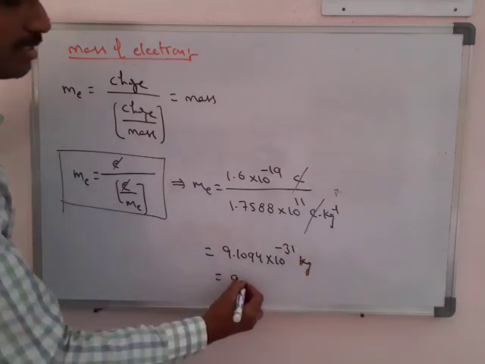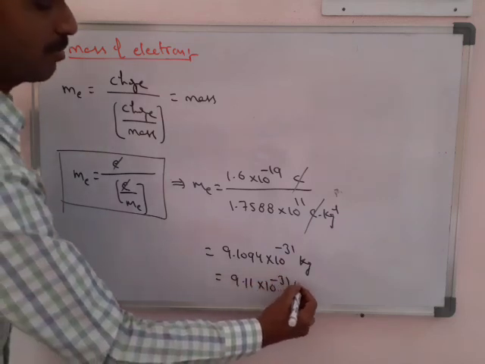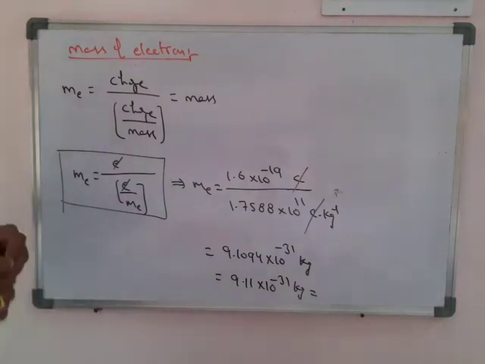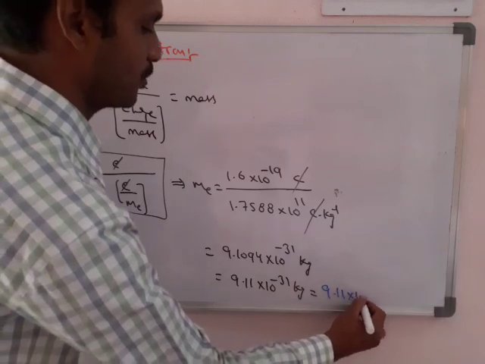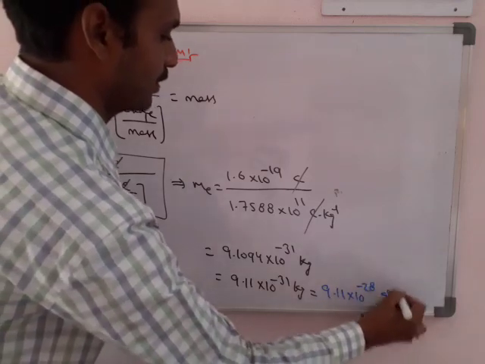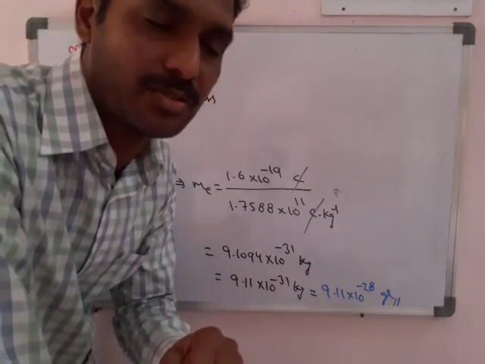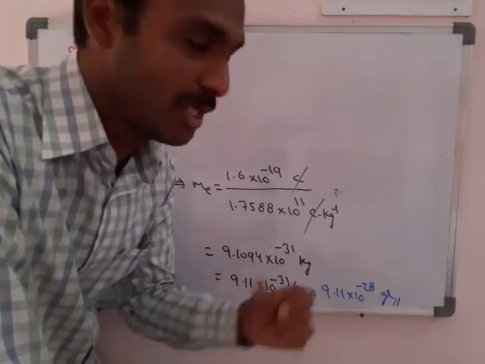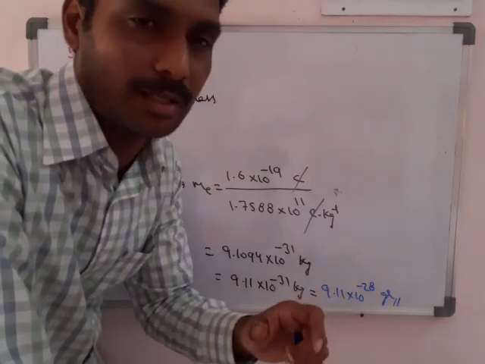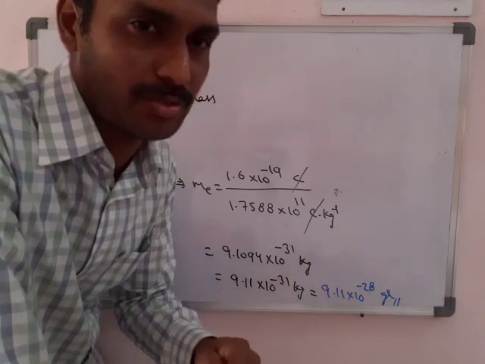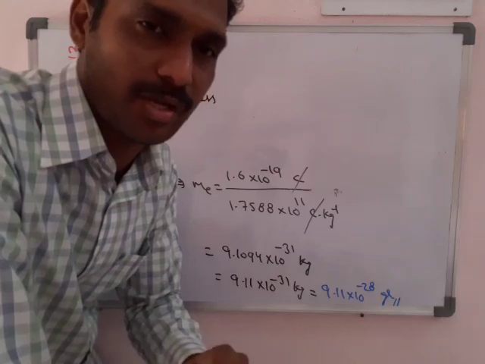Generally it is taken as 9.11 into 10 power minus 31 kgs, or it can be written in grams as 9.11 into 10 power minus 28 grams. So these are the charge of the electron, the mass of the electron, and the e by m of the electron. After writing all these, just put a note and write the charge of the electron, the mass of the electron, and the charge to mass ratio of the electron. You have to remember this mass of the electron for many years, always.